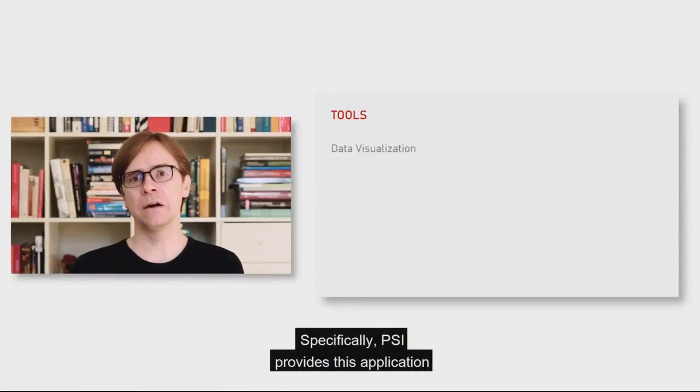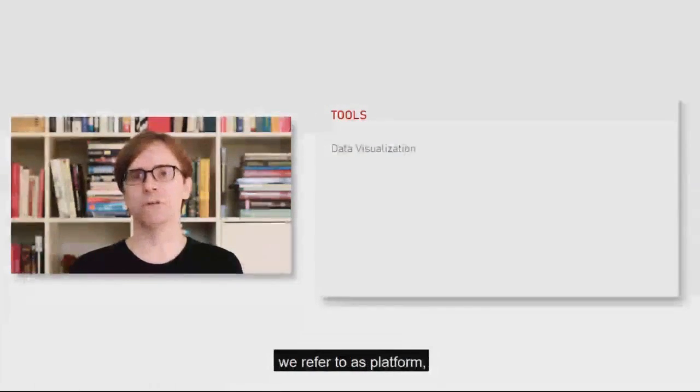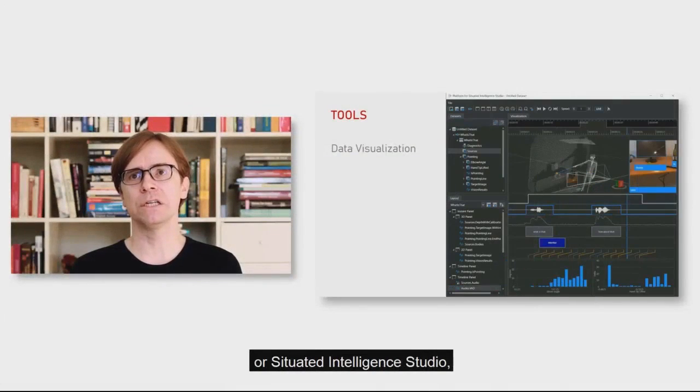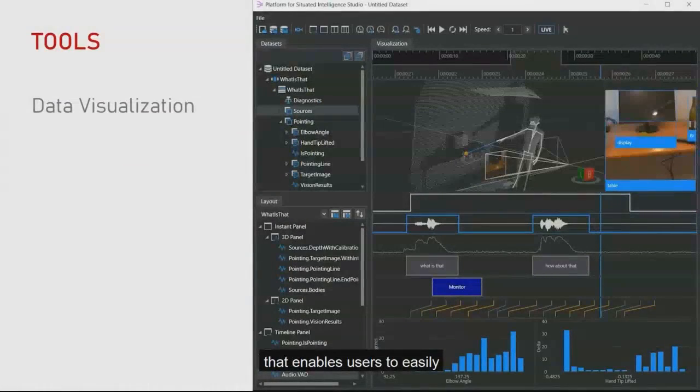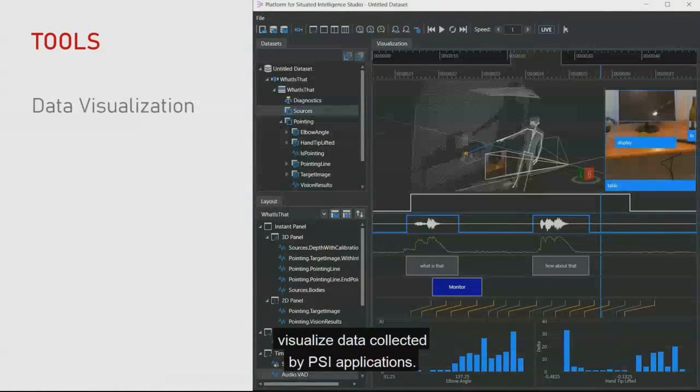Specifically, SI provides this application we refer to as Platform for Situated Intelligence Studio, or in short, SI Studio, that enables users to easily visualize data collected by SI applications. So you can open one of these stores that was persisted by SI applications, and with simple drag and drop operations, create these complex composited layouts.